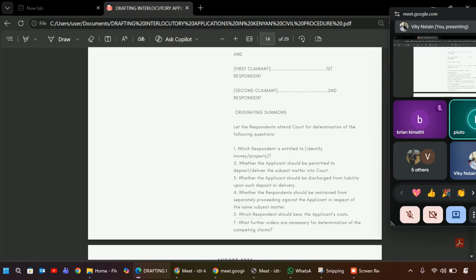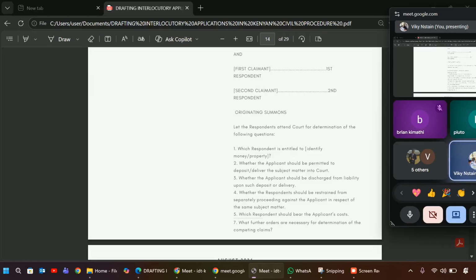Yes, I think that the wording is let all concerned parties attend the Honorable Court in chambers for determination of the following questions. Then you just derive them, you just write them down, then you must support it with an affidavit. Then, I think the court has inherent power to convert that particular originating summons to a plaint whenever the issues are contested and they may require viva voce evidence.